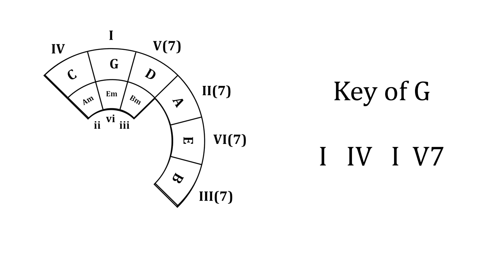Key of G, 1, 4, 1, 5, and the 5 chord will be played as a 7th. Here we go. 1, 2, 3, 4.